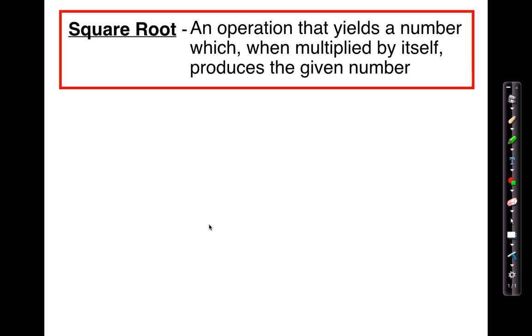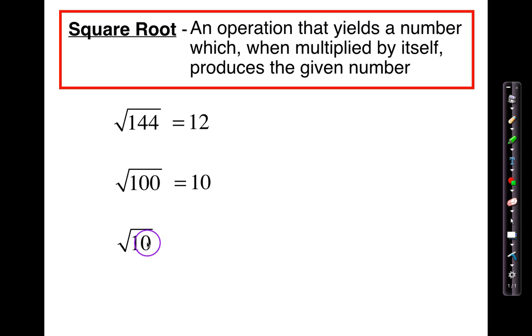Let's take a closer look. A square root is basically an operation that yields a number which, when multiplied by itself, produces that given number. So for example, the square root of 144 is 12. And why do I know this? Because 12 times 12 is 144. The square root of 100 is 10. And how do I know this? Because 10 times 10 is 100.